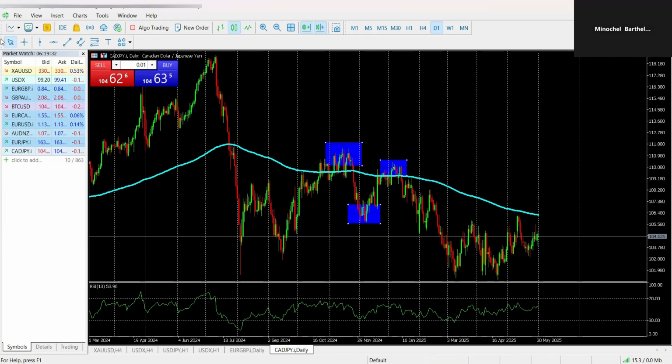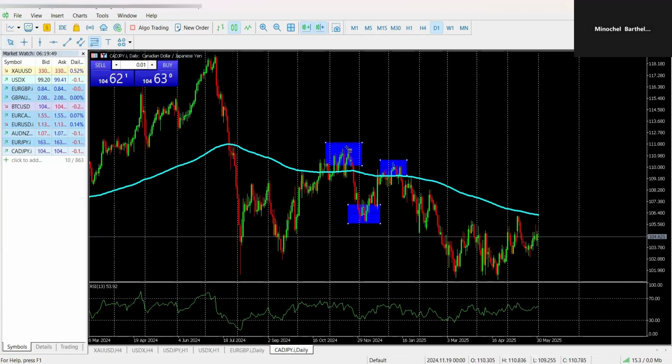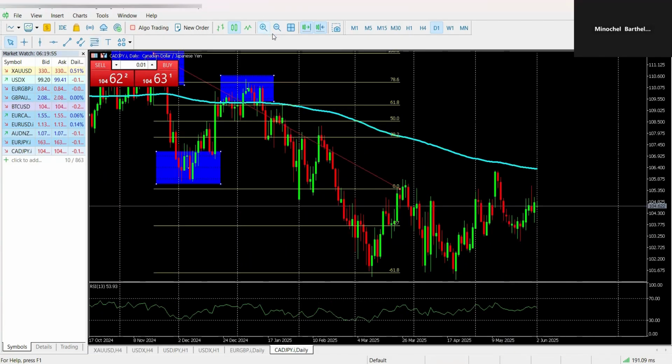Like I said, guys, in a downtrend you'll be looking to sell. As you can see, this was a heavy downtrend. So what you're going to do is grab your fib. Go to objects, shapes, grab it from the high all the way down to the low, and you'll be looking to sell it at the 61% level.